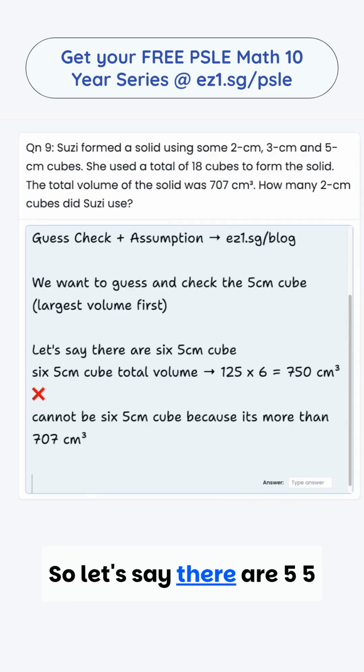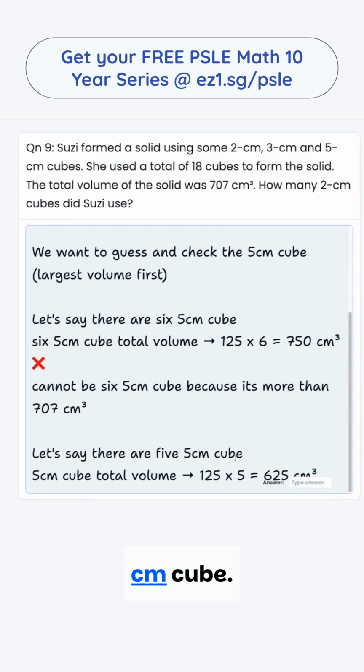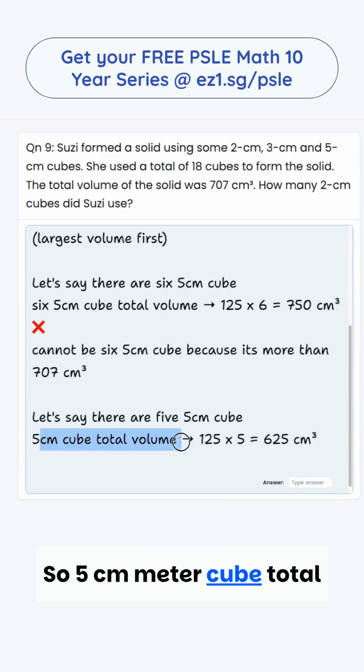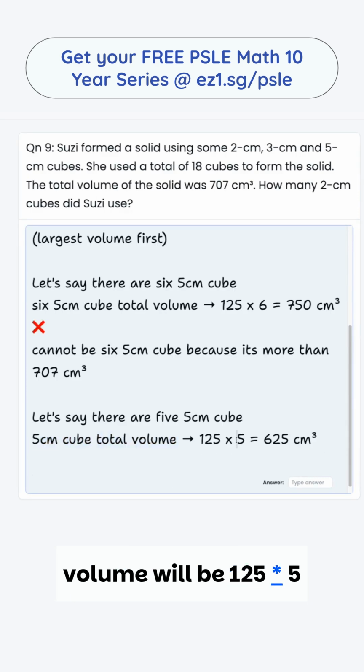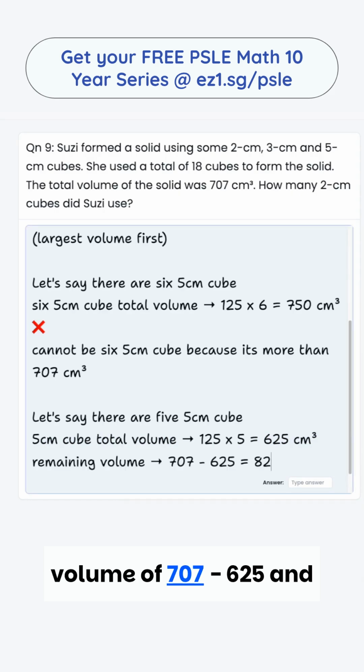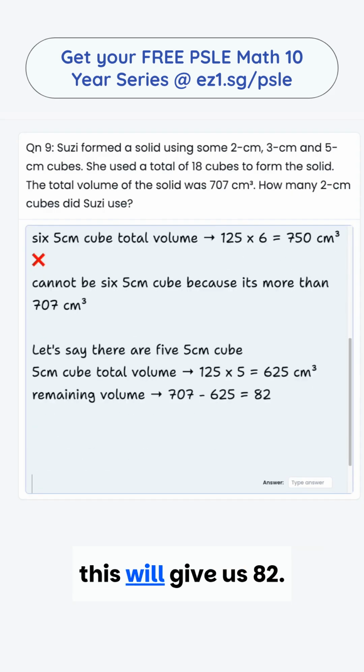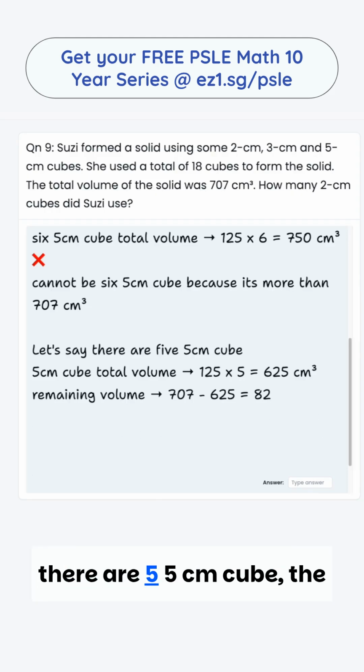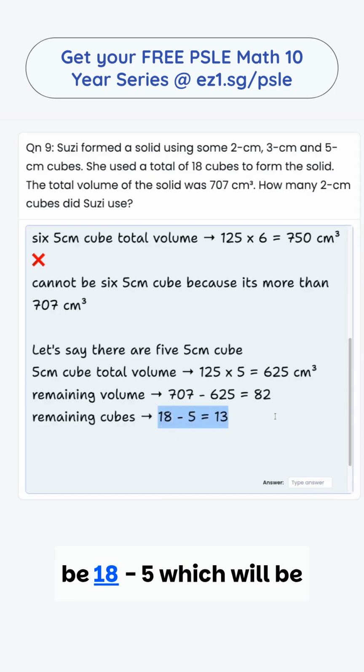So let's say there are 5 5 cm cubes. The total volume will be 125 times 5, which is 625 cm cube. So the remaining volume is 707 minus 625, which gives us 82. At the same time, the remaining cubes will be 18 minus 5, which is equal to 13.